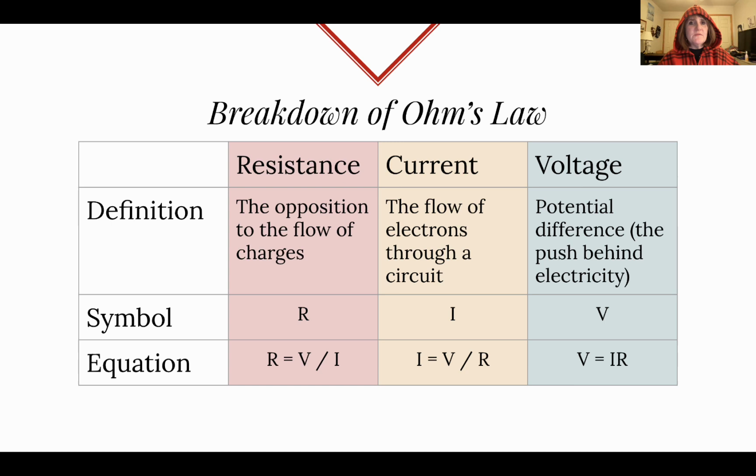Current is the flow of the electrons through that circuit. Its symbol is I, and its equation is I is equal to V divided by R. Voltage is the potential difference or the push behind the electricity. Its symbol is V, and its equation is V is equal to I times R.